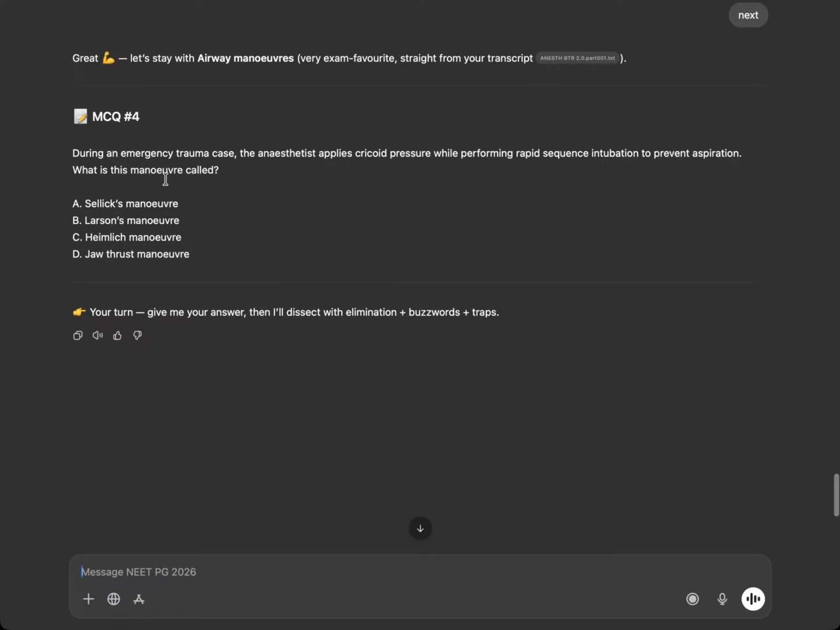Why is it showing the... During an emergency trauma case, the anesthetist applies cricoid pressure while performing rapid sequence intubation to prevent aspiration. Celix, no? Yeah.